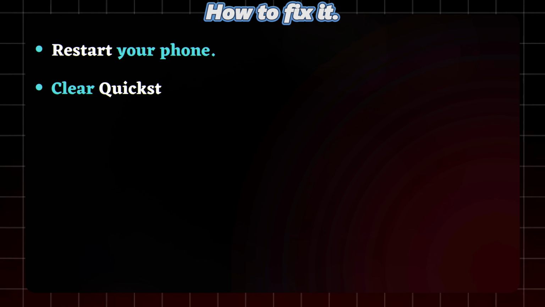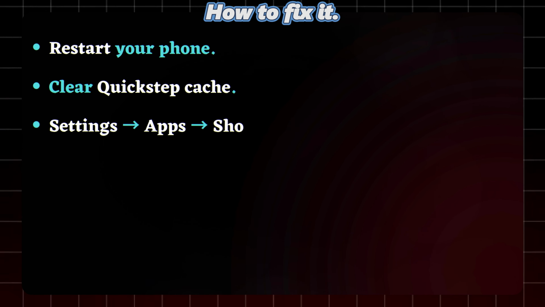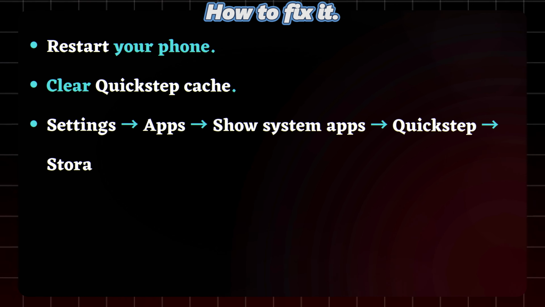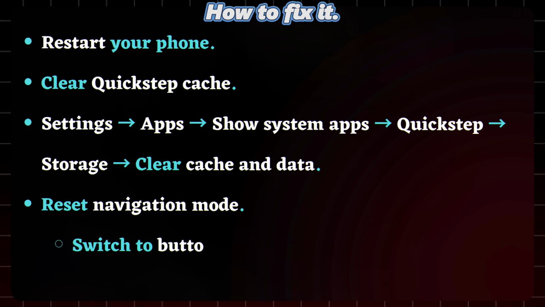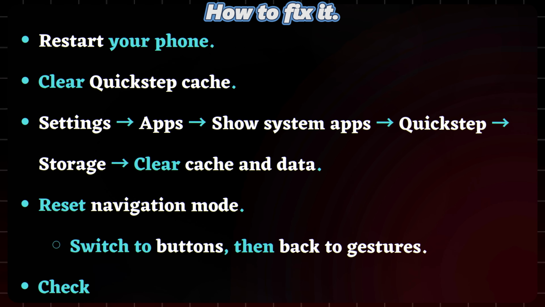How to fix it? Restart your phone. Clear Quickstep cache. Go to Settings, Apps, Show System Apps, Quickstep, Storage, Clear Cache and Data. Reset navigation mode. Switch to buttons, then back to gestures. Check for updates.